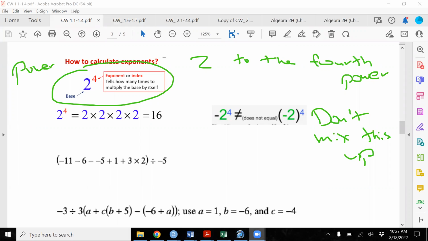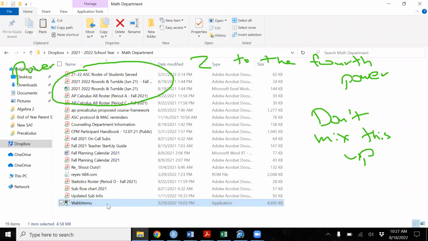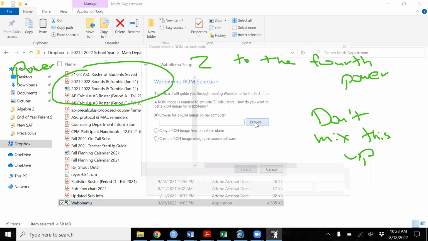where did my calculator go? Had it here. That is weird. I must have closed it down accidentally. Okay.